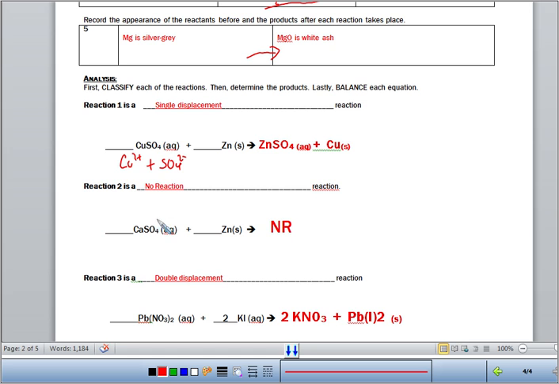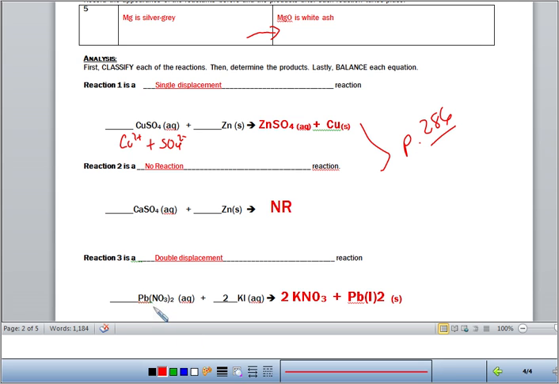Now, here, where we're talking about calcium sulfate and zinc, we have no reaction. Because if you look on the activity series on page 286 in your text, you'll see that zinc is above copper, so it will displace it, but it's below calcium, so it will not displace the calcium. That's guaranteed. You will be asked if you understand that on your state SOL. Okay.